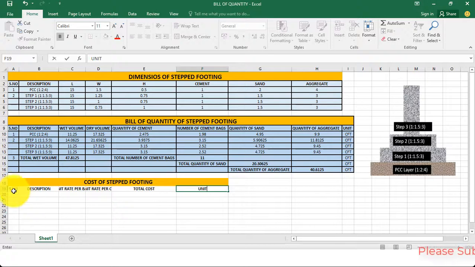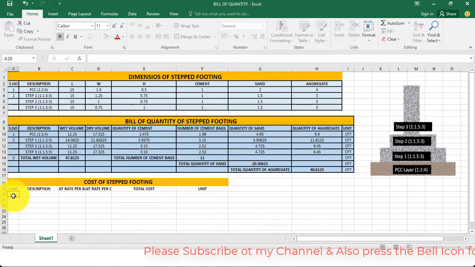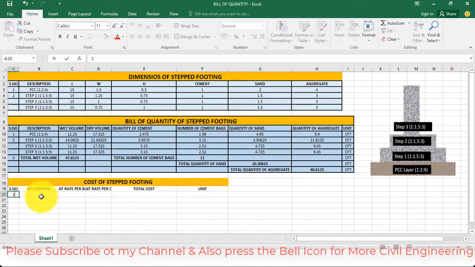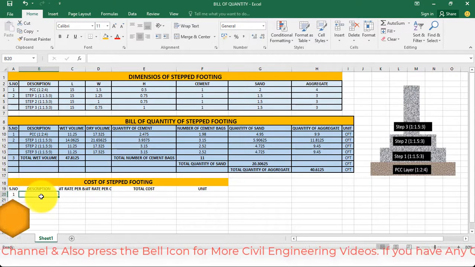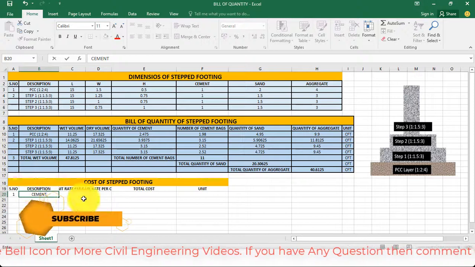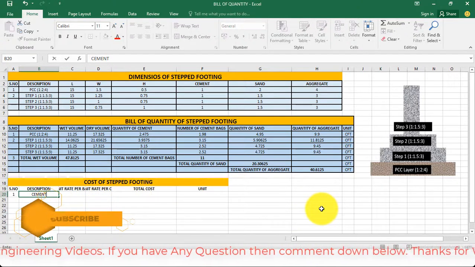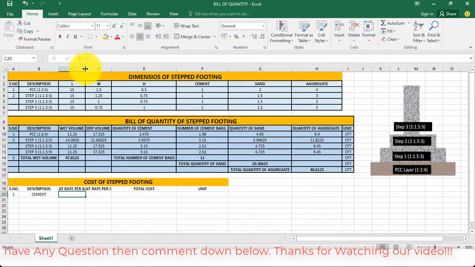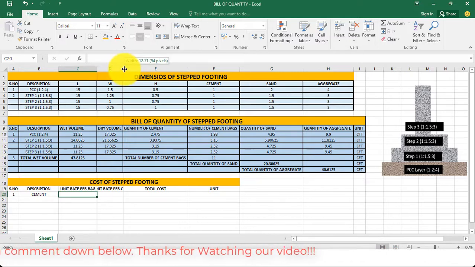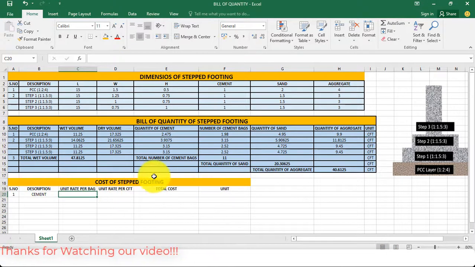Okay. So first here in the serial number I will write 1. Then in the description I will write cement. Now let's say that the price of one cement bag is 450 rupees. Okay. So here in the unit rate per bag I will write 450.